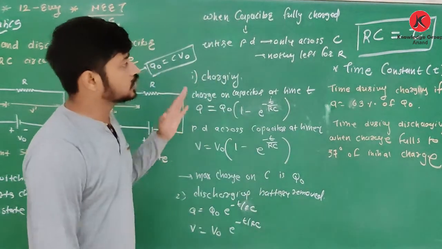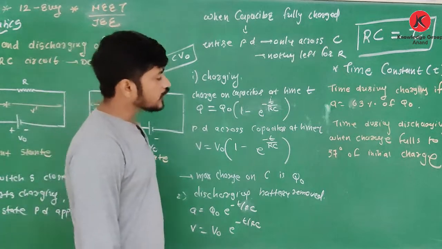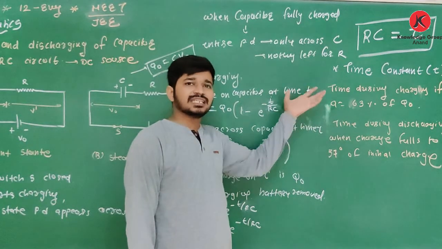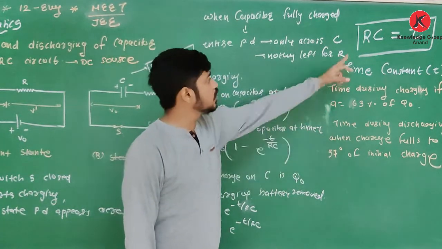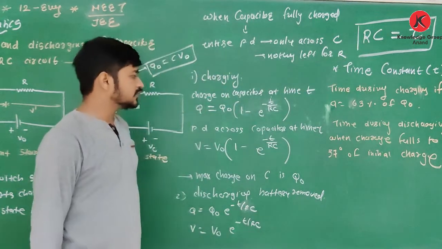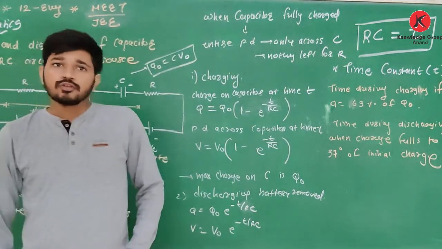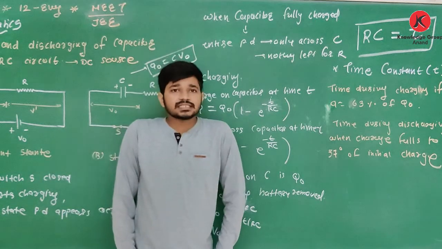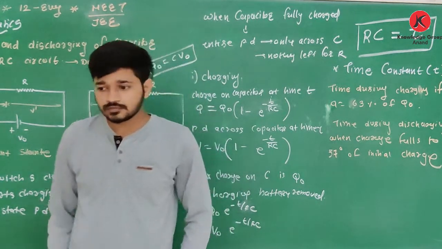What is the definition of time constant? Because sometimes in MCQ theoretical questions there may be a question asked about the time constant, that is RC, that you have to remember. So it is one RC circuit, that is one extra case that you have to remember.